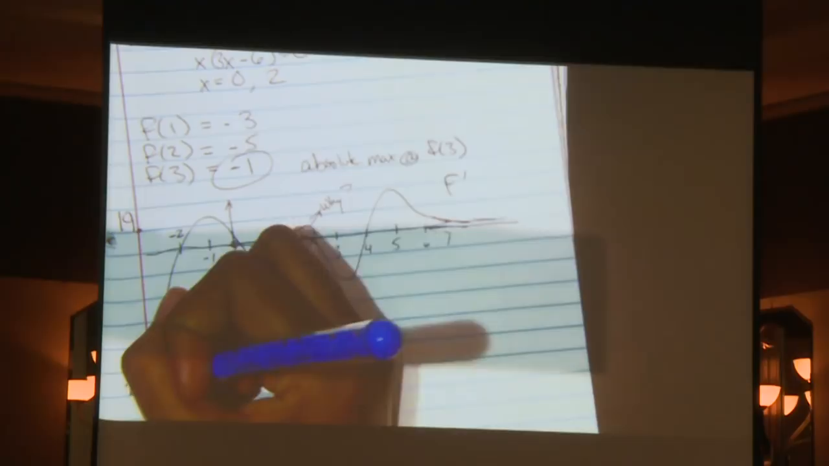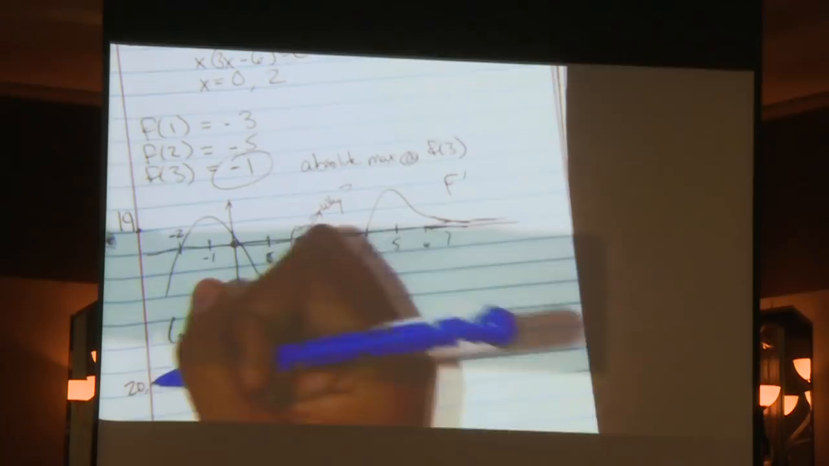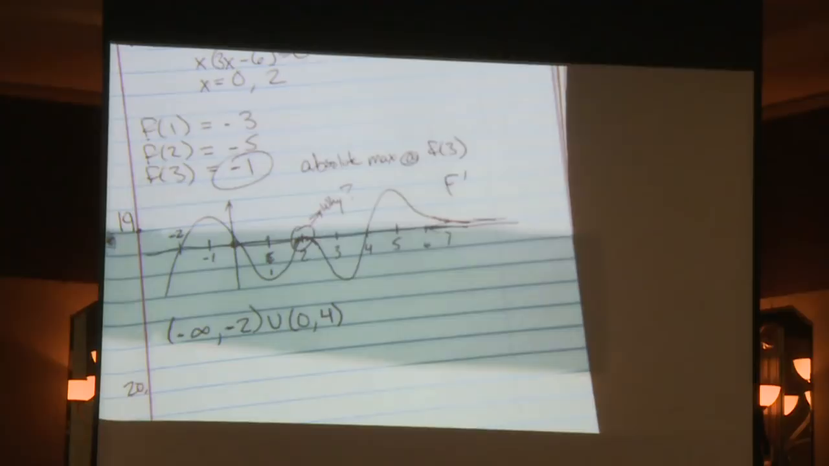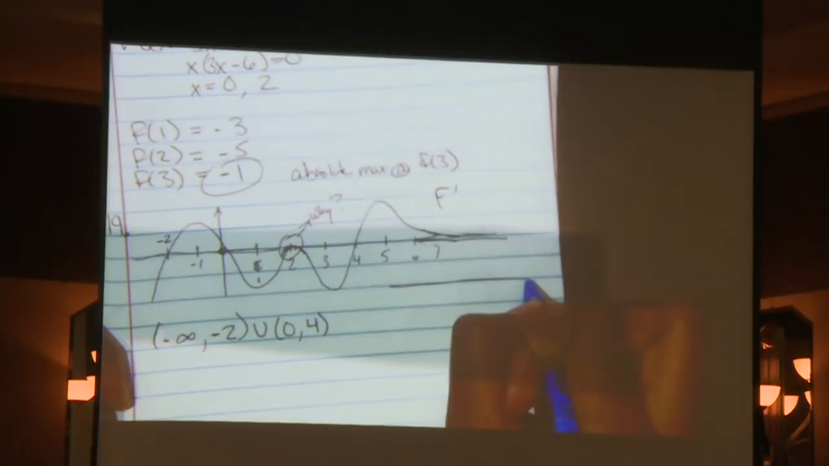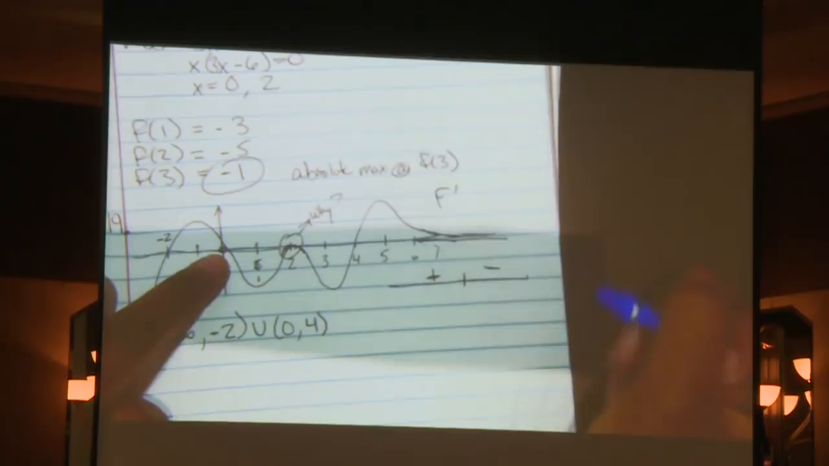For which of the following values of x does f have a local maximum? Can anybody tell me where it may have a local maximum? Zero. Why? Awesome. So it's going from positive to negative. You remember you were asking about critical points. In this case, our zero would be a critical point, but it's positive over here and negative over here. So it's going to look like this.